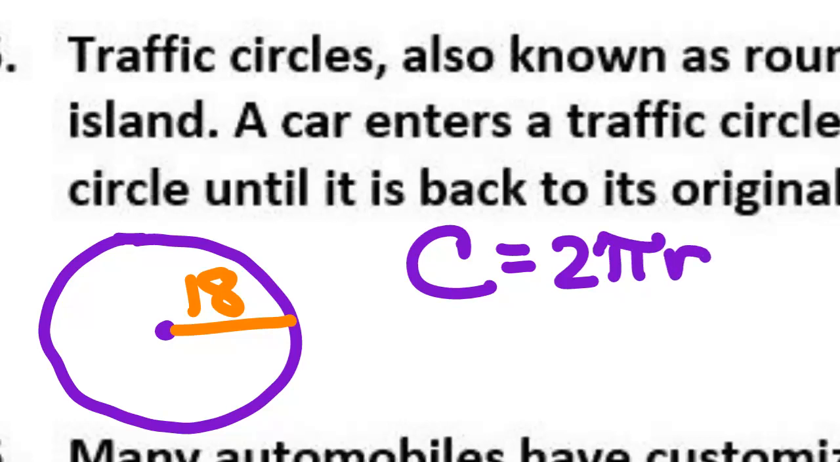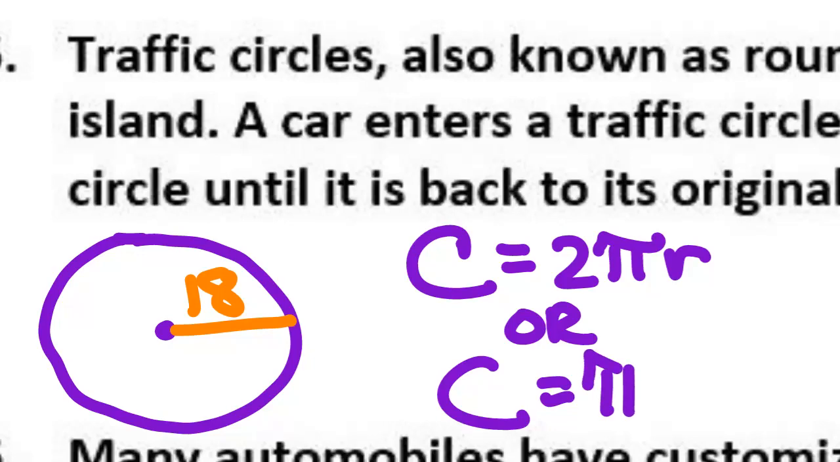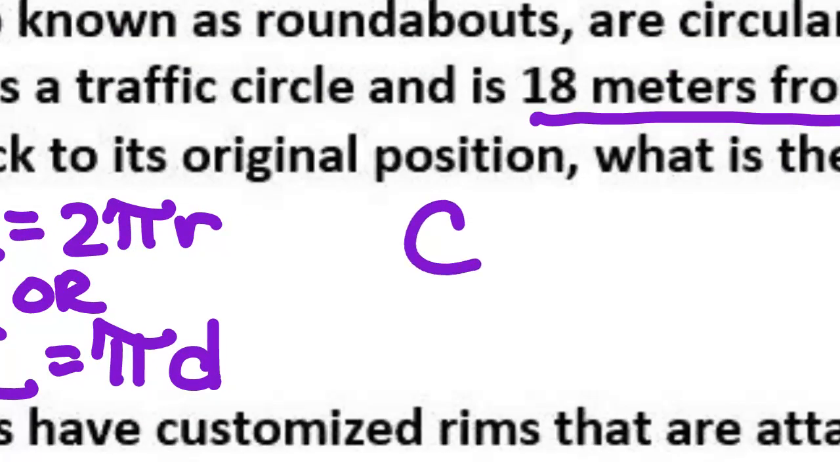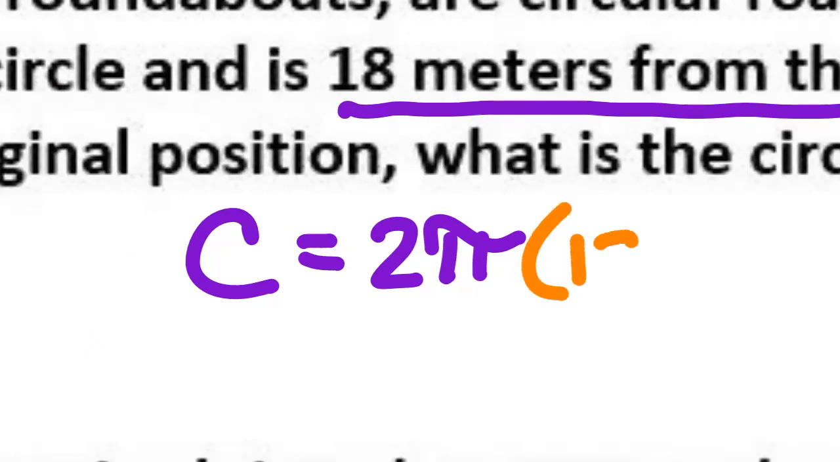We can either do 2 pi r or we can do pi d. Which one makes the most sense to use here? 2 pi r or pi d? 2 pi r. Why? Because we have the radius. So C equals 2 pi times our radius of 18.